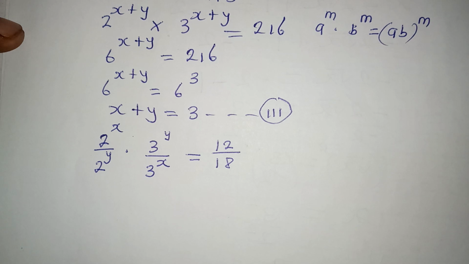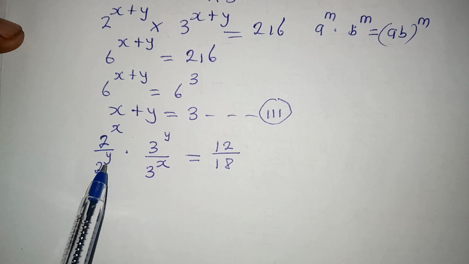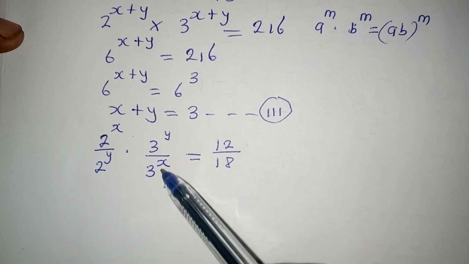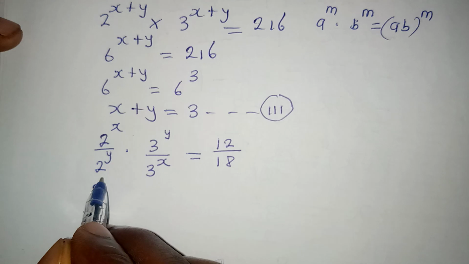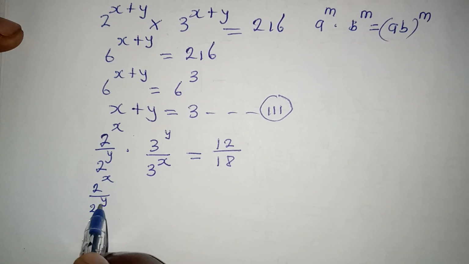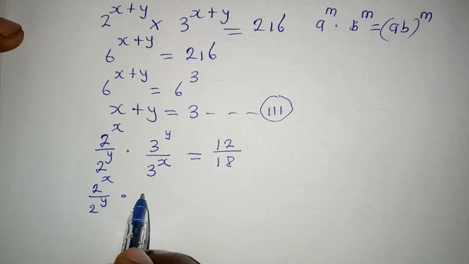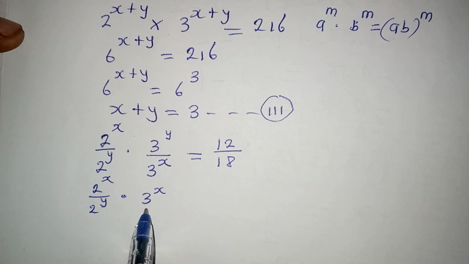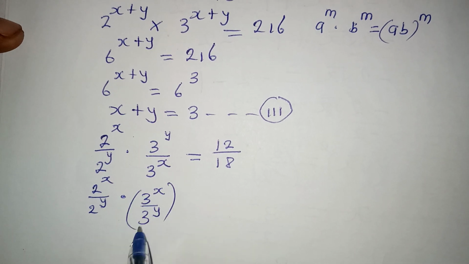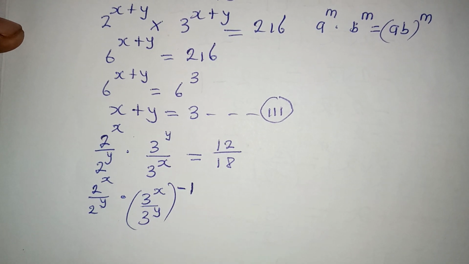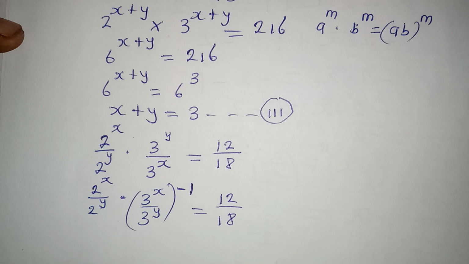Now, what do we do from here? Now, I want to rearrange this. Since we are having x over y, and here we are having y over x, we have to rearrange. So we have 2 to the power of x over 2 to the power of y, then multiply by, if I turn this around, 3 to the power of x all over 3 to the power of y, but the whole of this will be raised to the power of -1, and this will now be equal to 12 over 18.